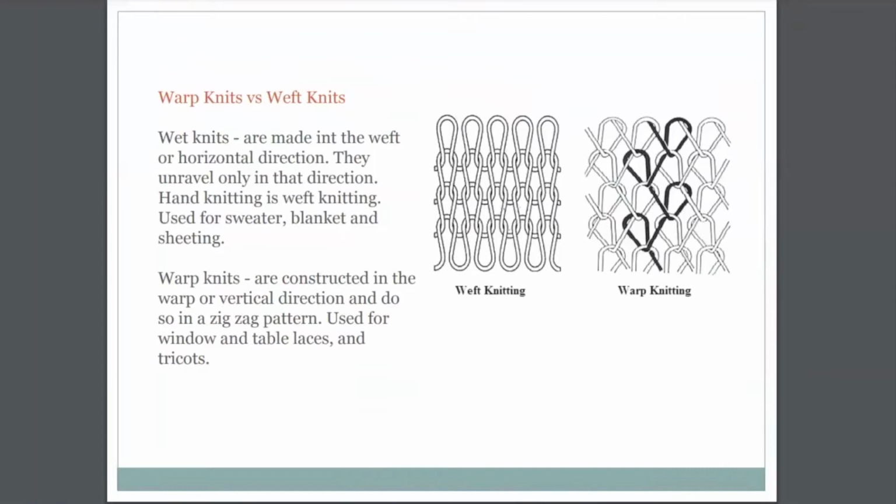Warp knits, which you're looking at in the diagram on the right, are more about that vertical construction, that vertical direction. Also, they zigzag while they're being knitted, and this makes them a bit more stable to unraveling than the weft knit. Those are used for window and table laces and tricots, and we'll look at some examples of those.